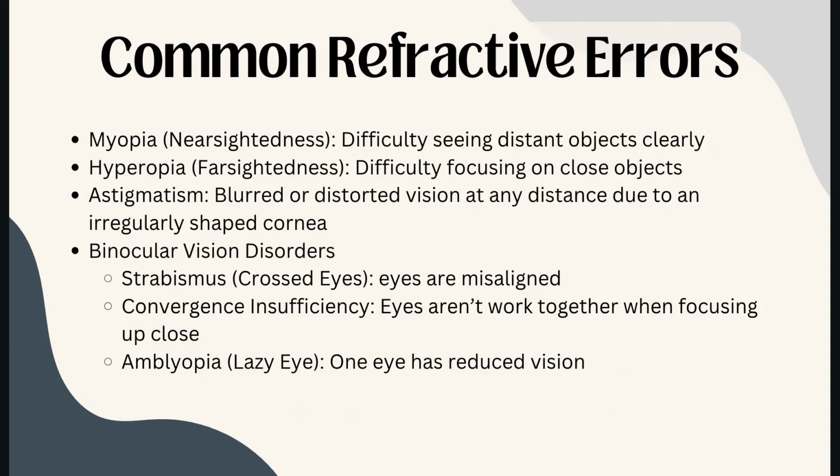Other types of refractive errors are binocular vision disorders, and this is when the eyes aren't working together as a team. This includes strabismus or crossed eyes. This is when the eyes are misaligned and they are not looking at the same place at the same time. Convergence insufficiency is when the eyes don't work together when they're focusing on nearby objects. And amblyopia, lazy eye, is when one eye has reduced vision and it isn't moving with the other one, making it appear lazy. This can actually last into adulthood if it is not treated early.